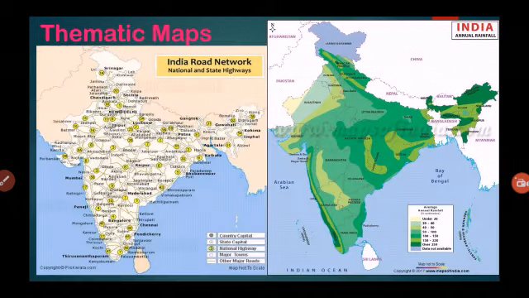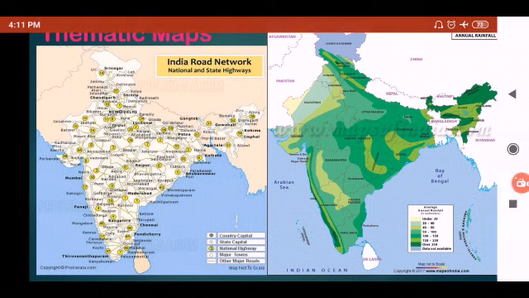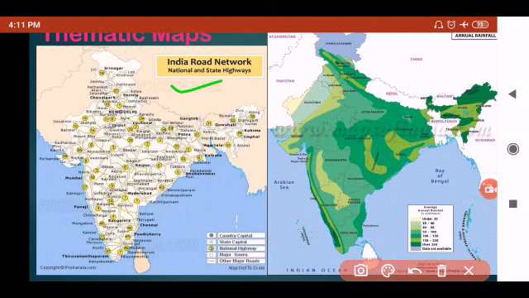Next is the thematic map. Thematic maps focus on specific information, meaning particular information such as roads, rainfall, and the distribution of forests or industries, etc. Thematic maps have a title on them. Here you can see the India road network is given, so we can understand that this is a thematic road map.